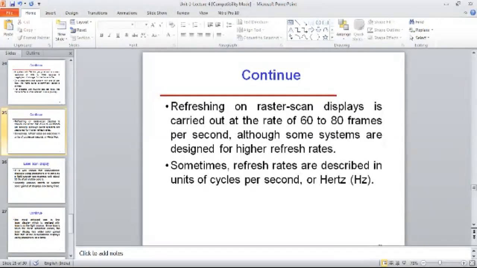in 1 second 60 to 80 times, means the screen is changing 60 to 80 times in a second. Now you can guess the speed yourself. So ultimately we get the images, or we can say the picture, at a fixed rate, so that we cannot judge how the screen is changing again and again. Sometimes refresh rates are described in units of cycles per second. So hertz is the unit for the refresh rate.